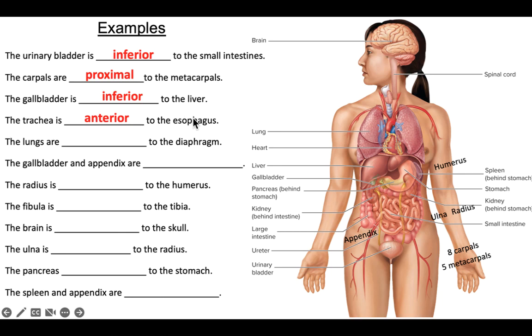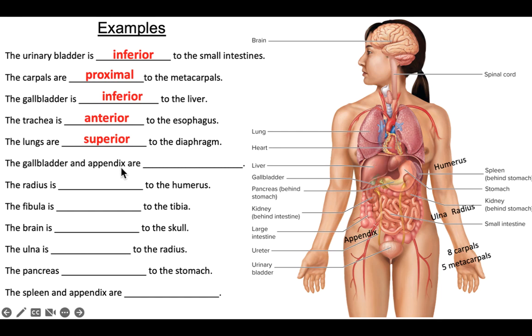Lungs to the diaphragm. So the lungs are superior to your diaphragm. Your diaphragm is a flat muscle. It's a respiratory muscle, so you need it to breathe. But it also separates your thoracic cavity from your abdominopelvic cavity. So it's right here. It's kind of shaped like a dome. So those lungs are above that diaphragm.